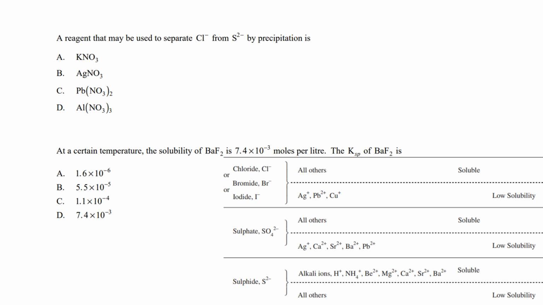That may be used to separate Cl from S by precipitation is, okay, so I have Cl and I have S. This is just all this right here. This will work. Silver will take out chloride. Will silver take out this? So silver is part of all others and it's low soluble. So actually silver will not. It forms a precipitate with both.